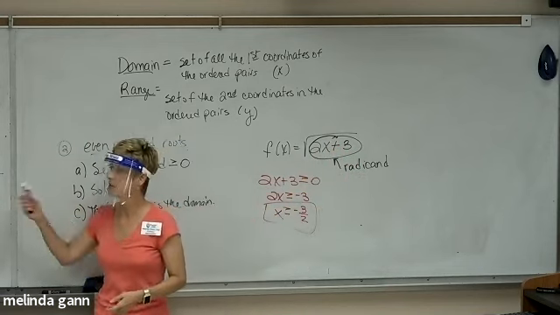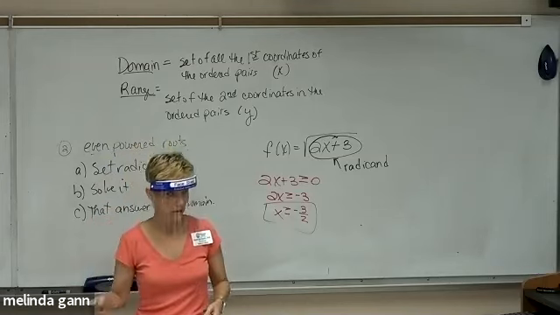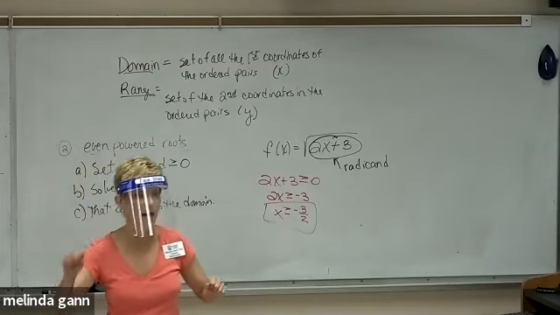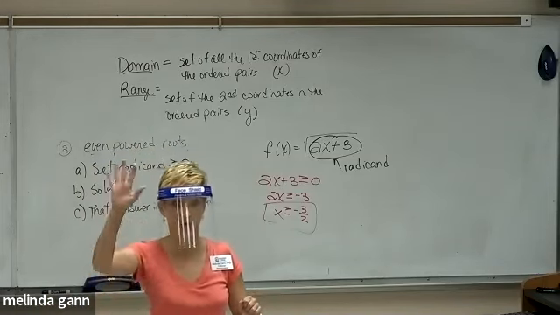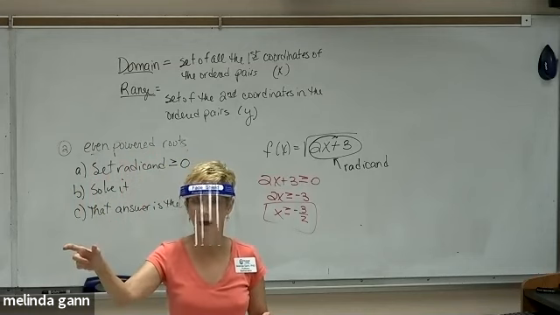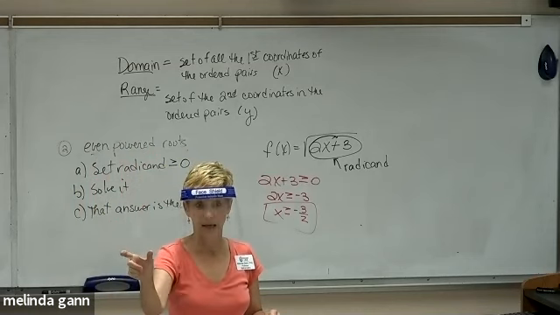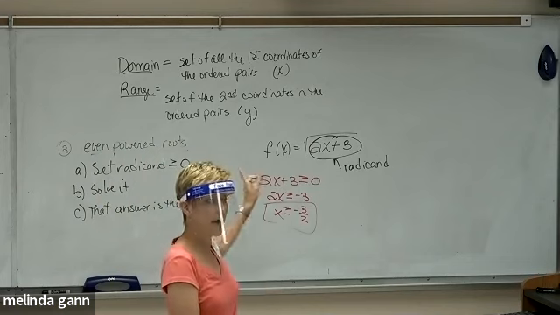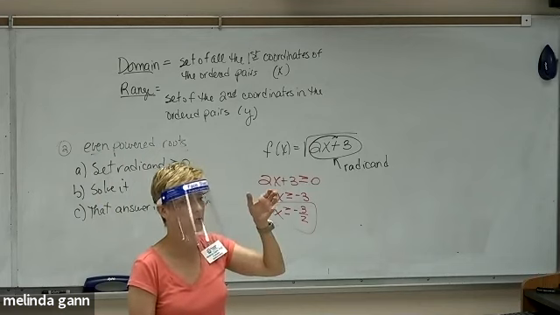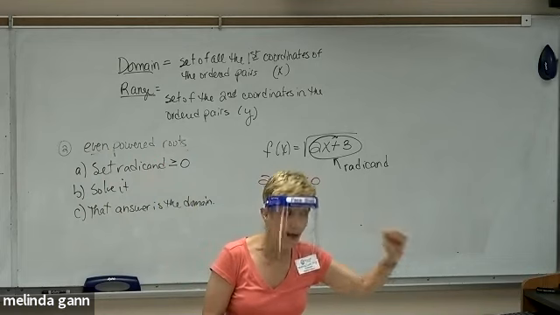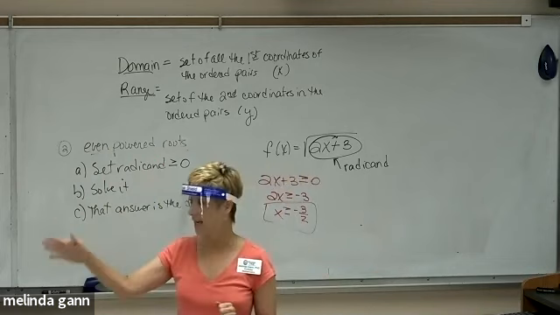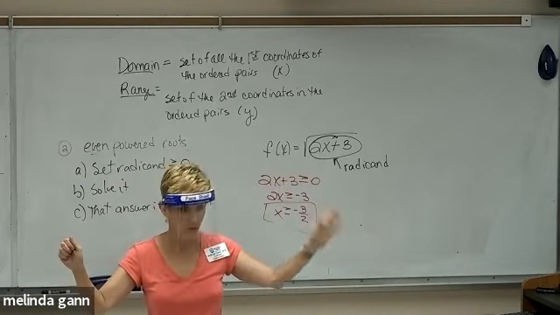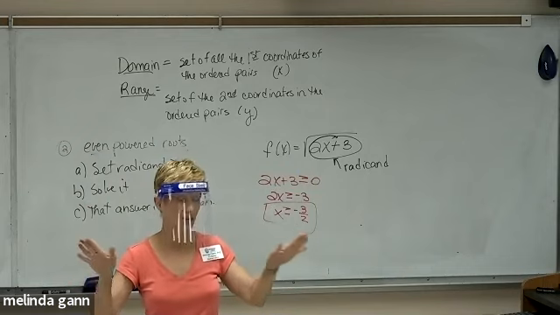So these are close enough to be dangerous. Okay, so let's make sure we're clear. If I've got a rational function, I take the bottom off and I set it equal to 0. But if I've got an even powered root, I take what's under the root and set it greater than or equal to 0. So one time it's equal, one time it's greater than or equal.